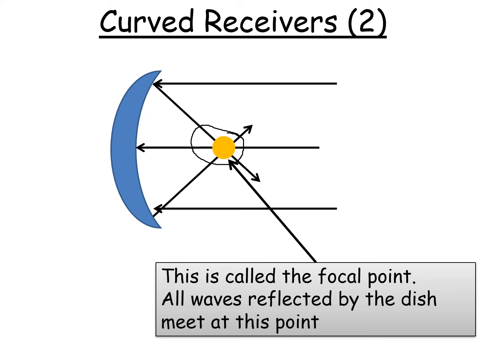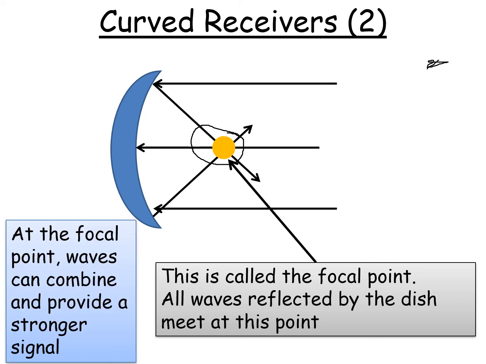So what I want to do, folks, is to copy this diagram. Remember, use a ruler and copy this wee bit and this bit as well. At the focal point, waves can combine and provide a stronger signal. So you can now understand why we put the detector here, because if we put it here, that means all the waves will collect here, and that means it makes them a lot stronger.